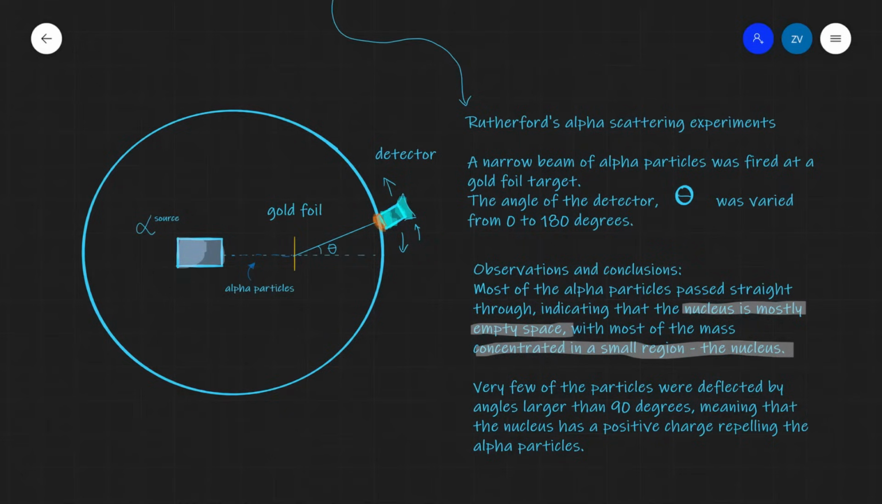Note that very few of the particles were deflected by angles larger than 90 degrees, and this means the nucleus must have a positive charge repelling the alpha particles.